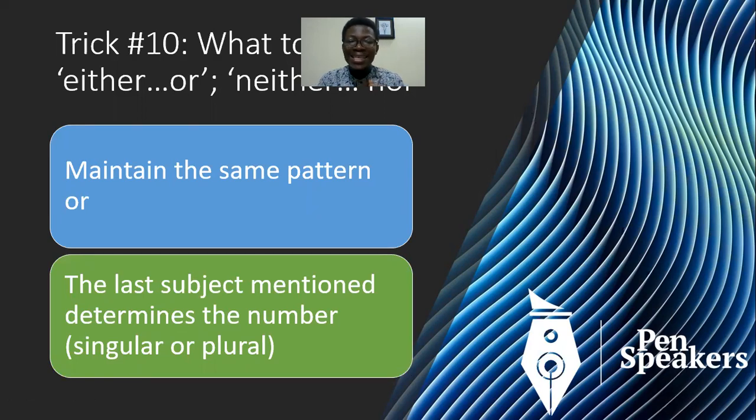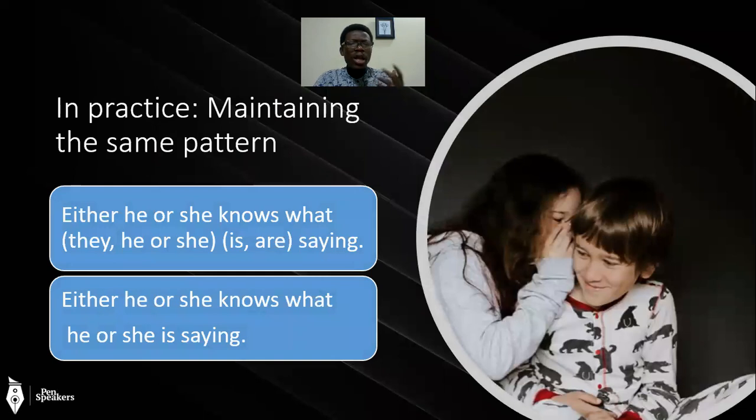Number one, you either maintain the same pattern or you do what? You use the subject that is mentioned last. The subject that is mentioned last will determine whether you have a singular or a plural answer, a plural subject or a plural pronoun to pick. All right, let's take a look at the example. Here we go. If you're maintaining the same pattern, this is what you do.